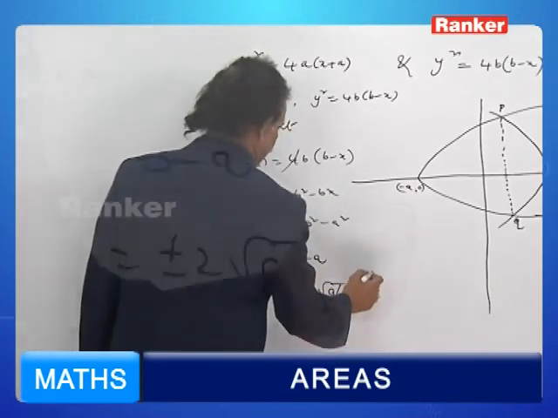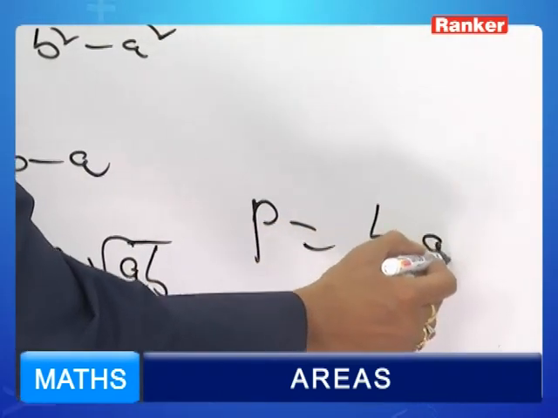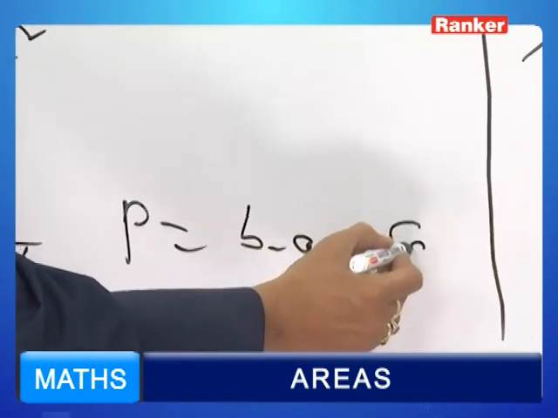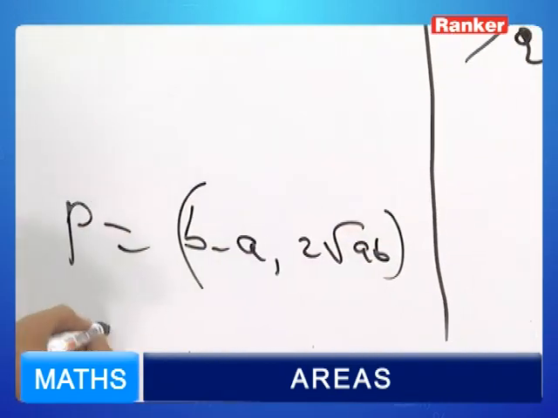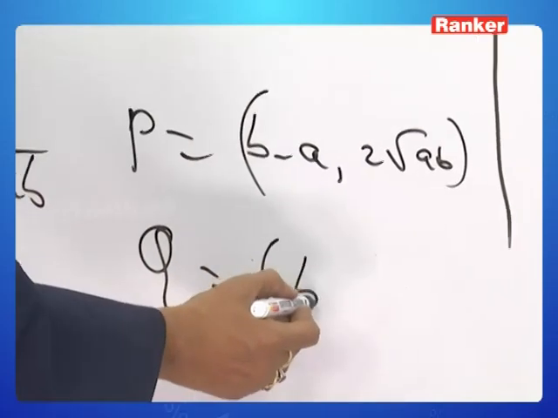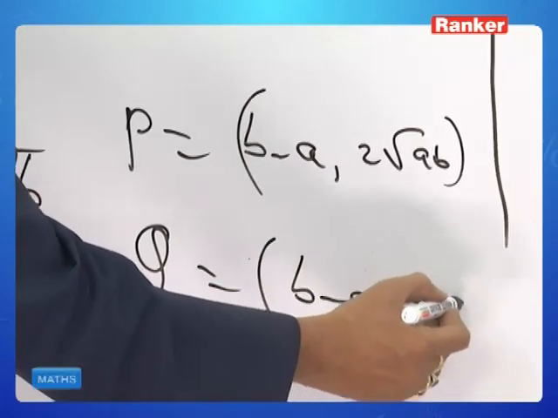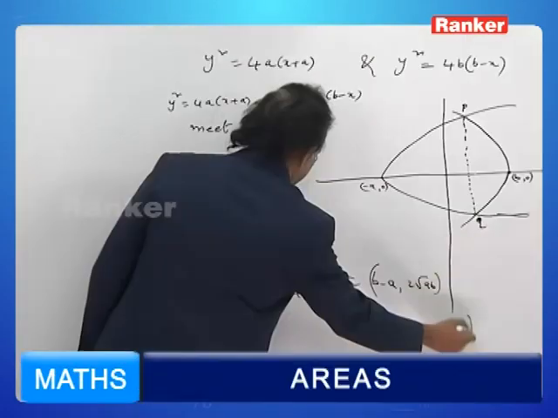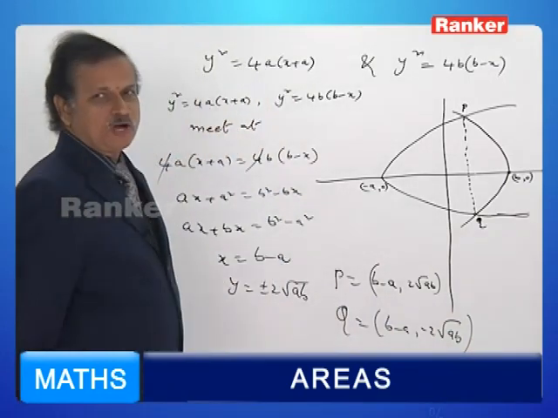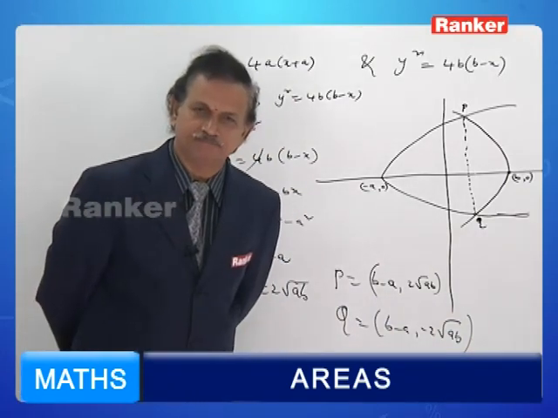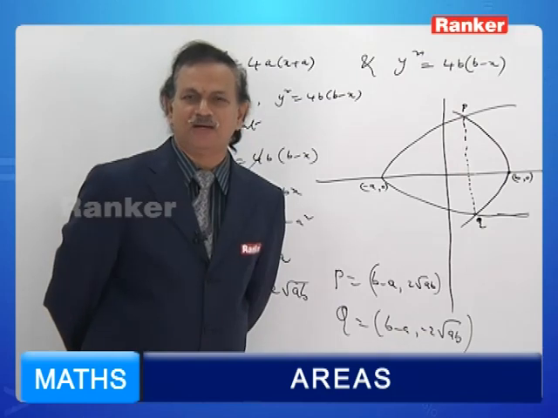Therefore, from this you can have p is equal to b minus a comma 2 root ab, and q is equal to b minus a comma minus 2 root ab. Well done, we have got what we required. We could have estimated the 2 points P and Q.